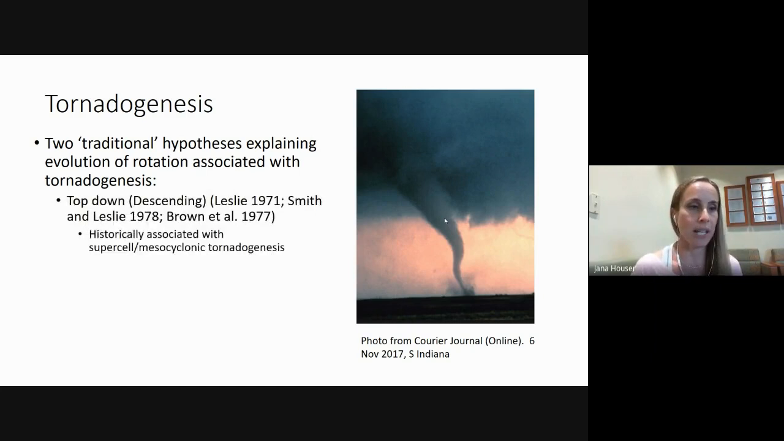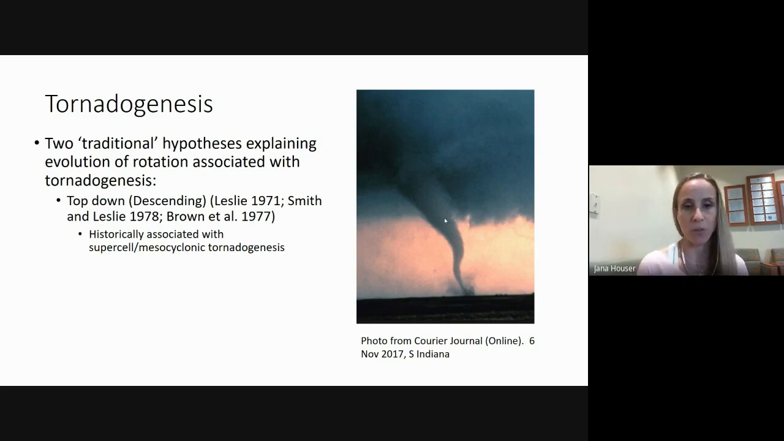There's a traditional descending or top-down hypothesis, which was originally garnished by Lance Leslie in the early 1970s, and a little bit later with some original numerical modeling of tornadoes. Then it was corroborated by early Doppler radar observations that Roger Brown et al. secured from the Union City tornado in Oklahoma back in the late 1970s. So historically, up through the 70s, 80s, 90s, and into the first half of the 2000 decade, this is how we pictured tornadoes forming from supercells.